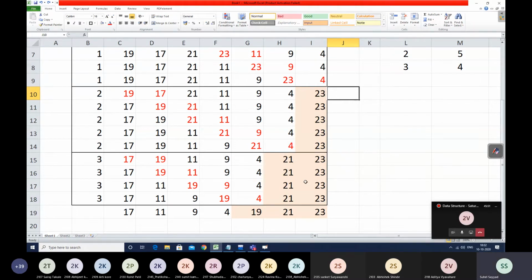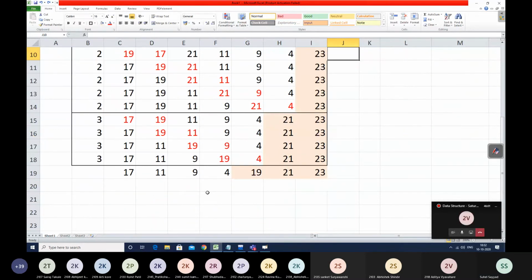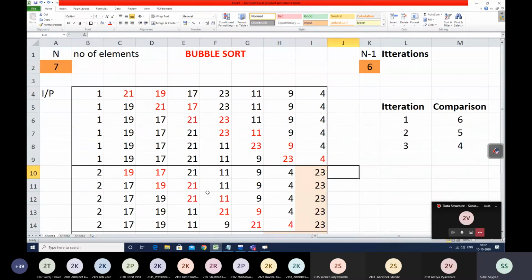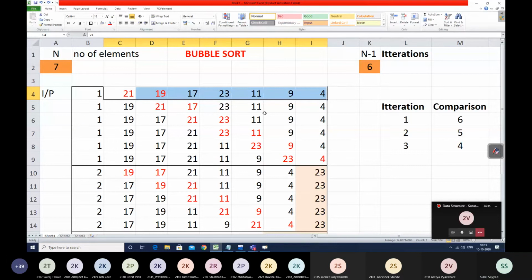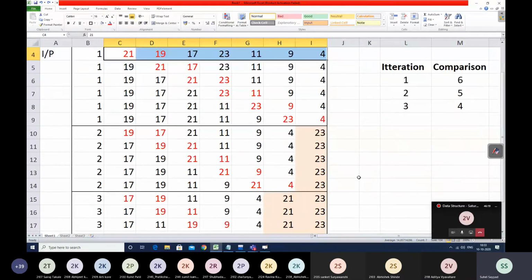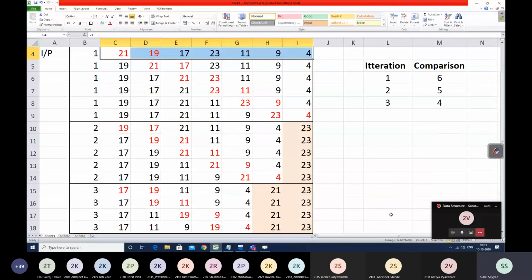So, parallelly now, can you solve this in your notebook? You must have solved this till the third iteration. If you have not, do it. All of you write down these numbers in your notebook: 21, 19, 17, 23, 11, 9 and 4. Write down the first iteration, second iteration, and third iteration as I have written here. Those who have already written this, continue and solve iterations 4, 5 and 6. I'll give you the next 2 minutes to do this.